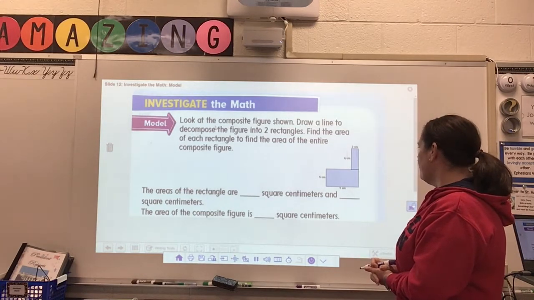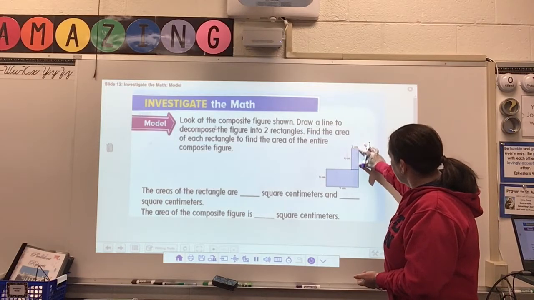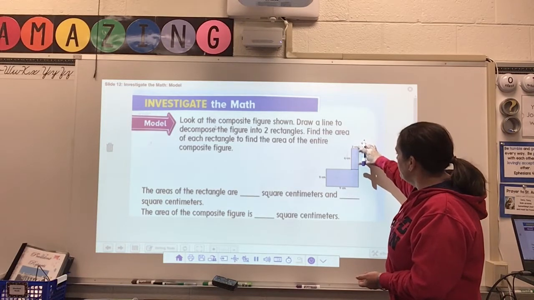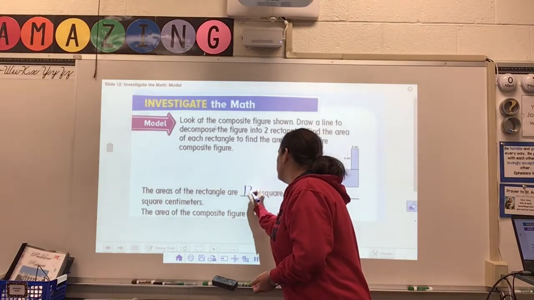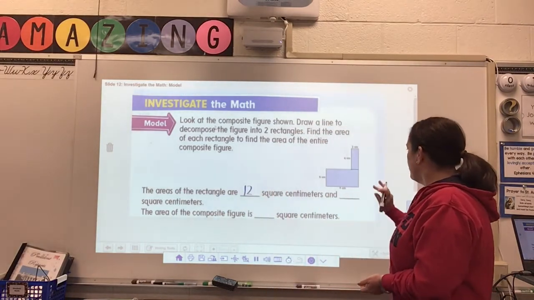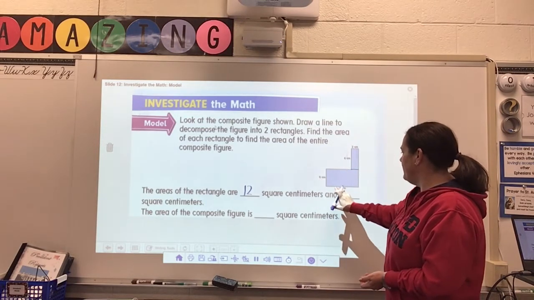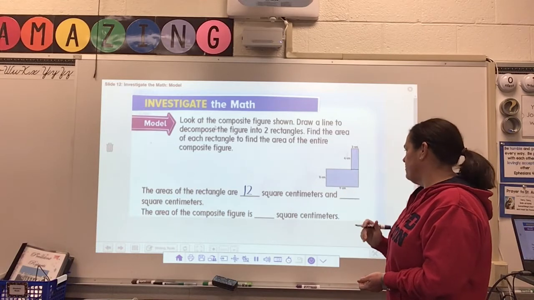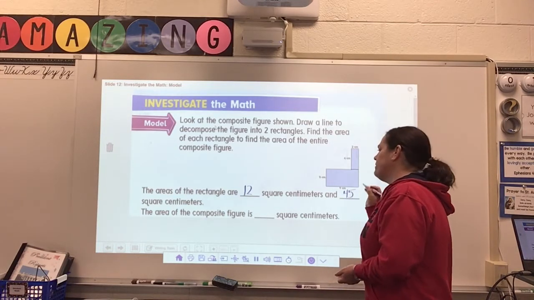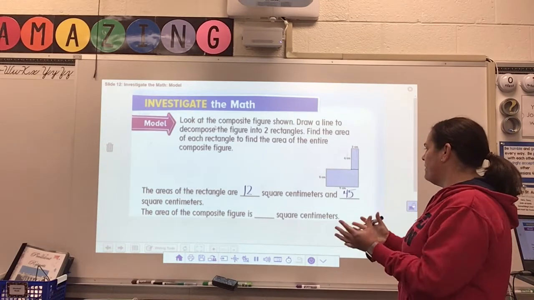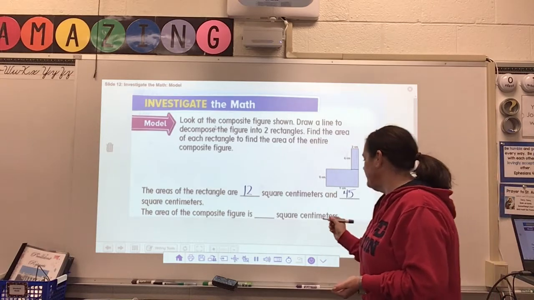Okay, so the area of the rectangles, I've got this rectangle here, which has an area of 2 centimeters times 6, which is 12 square centimeters. And then down here, this second rectangle has an area of 5 centimeters times 9 centimeters, which is 45 square centimeters. So then when I add them up, I get 12 plus 45, which equals 57.